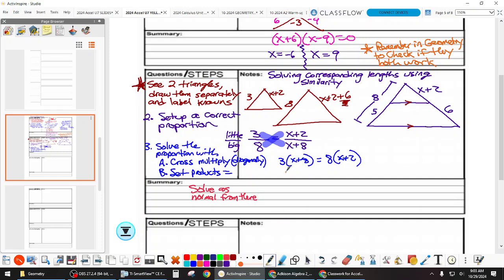So what are we going to get? 3x plus 24 equals 8x plus 16. So we'll get 5x equals 8. Okay. Good. Any questions on that?